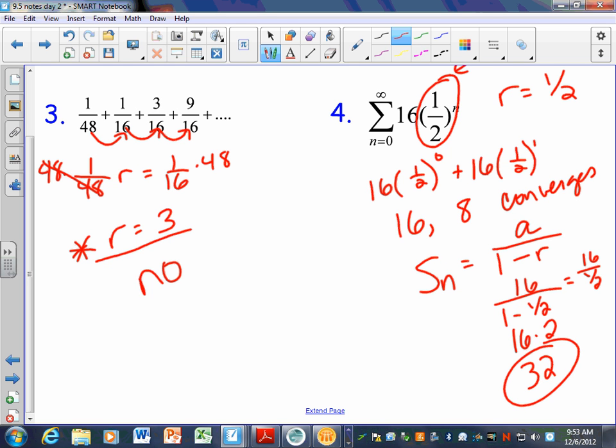And it's not estimating, like we're not rounding it. Like that exact sum, if you add it up forever, would be 32. Isn't that kind of crazy? You never thought you could add something to infinity. Now you can.